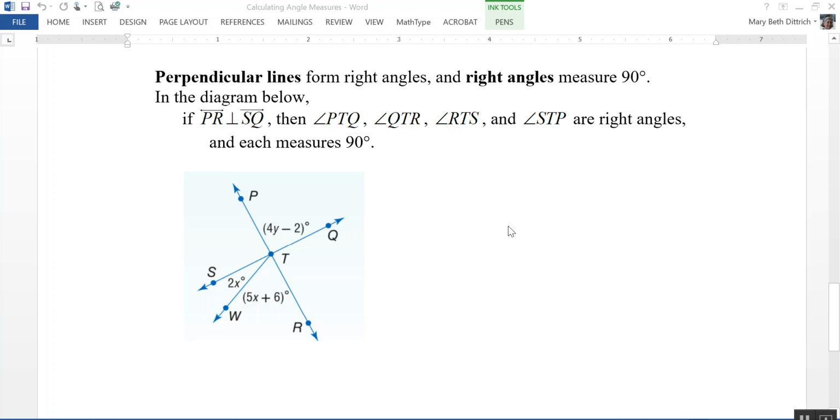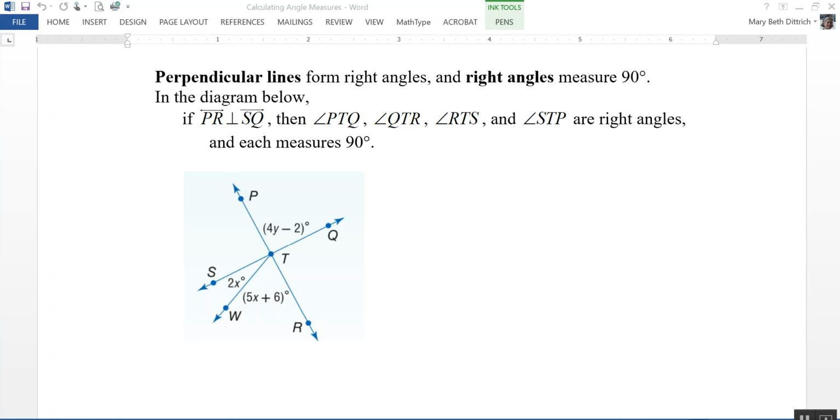And perpendicular lines form right angles, and right angles measure 90 degrees. In the diagram below, if line PR is perpendicular to line SQ, then angle PTQ, angle QTR, angle RTS, and angle STP are all right angles and each measures 90 degrees.